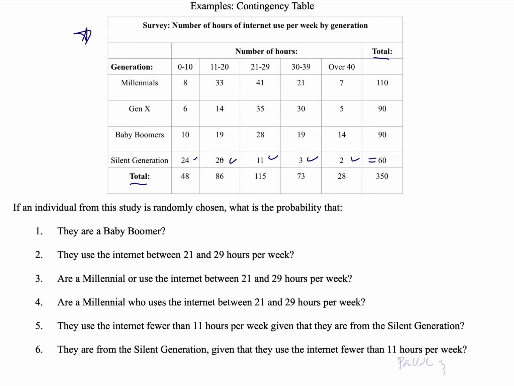The probability that they use the internet fewer than 11 hours per week, given that, or knowing that, they're from the silent generation. And finally, the probability that they are from the silent generation, given that they use the internet fewer than 11 hours per week. So try those out and we'll talk about them together in just a moment. Pause and try those.